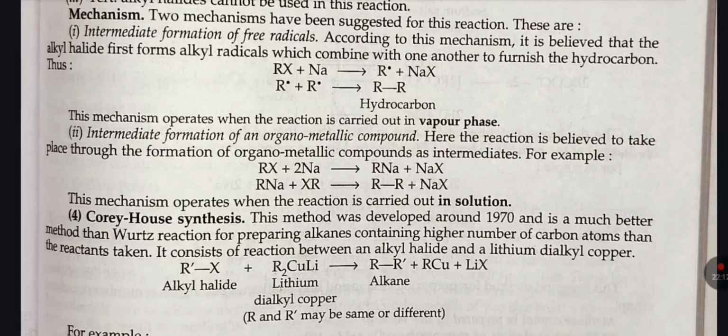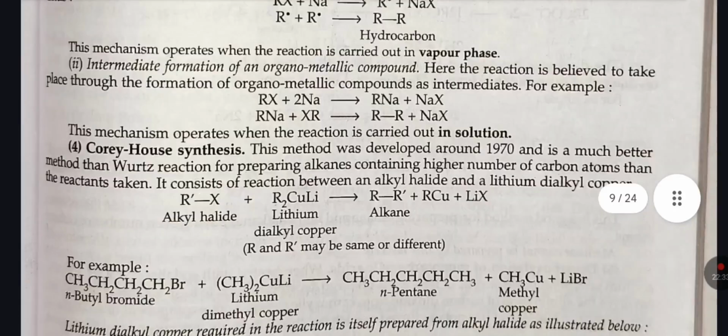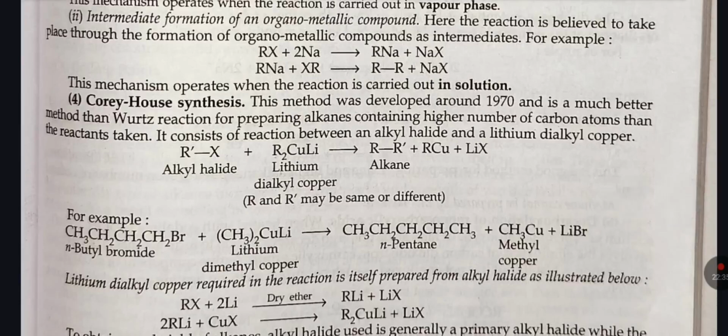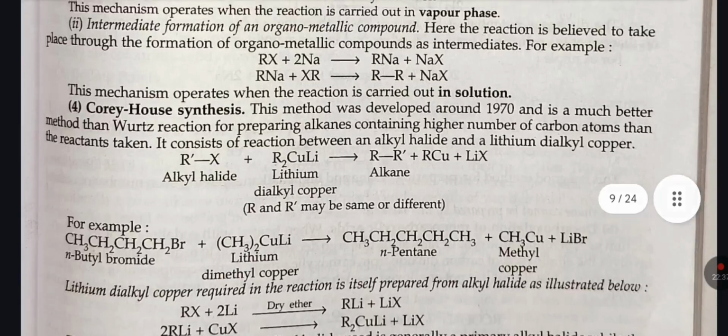According to this mechanism, it is believed that the alkyl halide first forms alkyl radicals which combine with one another to furnish the hydrocarbon. Thus, RX plus Na will give R radical plus NaX, R plus R will give R-R. These are free radicals R and R which will give the hydrocarbon. This mechanism operates when the reaction is carried out in vapor phase.